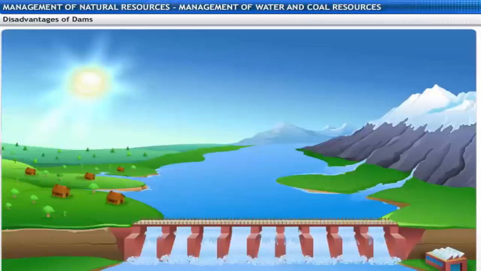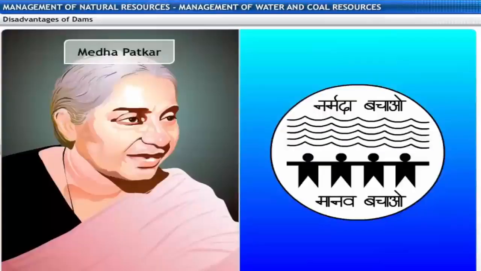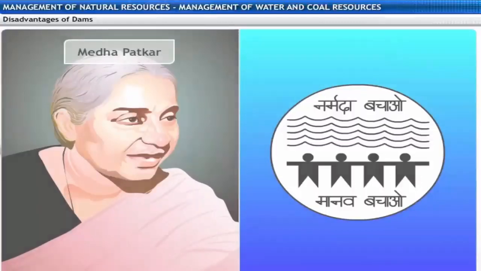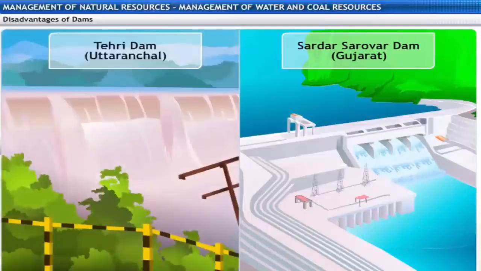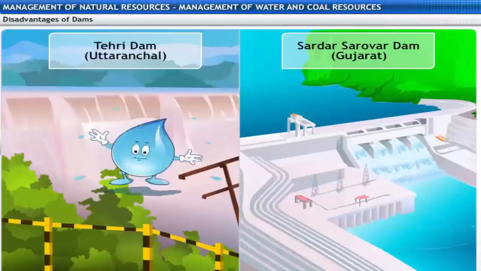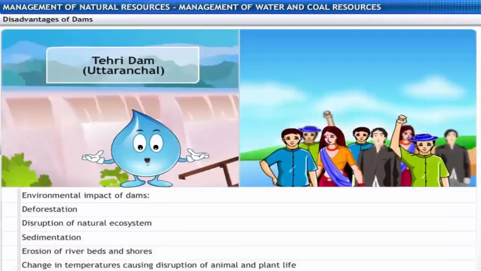Unfortunately, dams also pose several problems. You may be aware of the Narmada Bachao Andolan. It resists the plan to raise the height of the Sardar Sarovar Dam on the river Narmada. Tehri Dam on the river Ganga is another such example where people are protesting against the construction of large dams. But why the opposition? Let's look at the reasons.